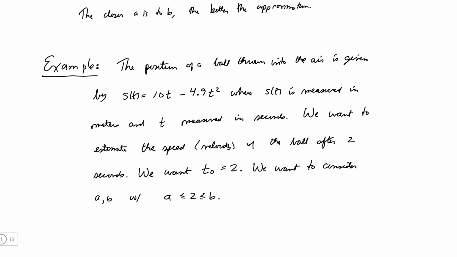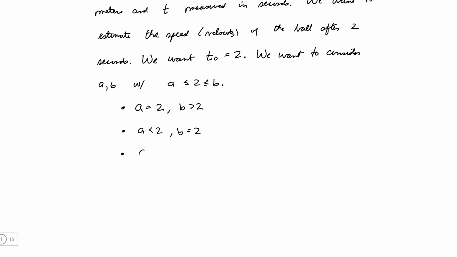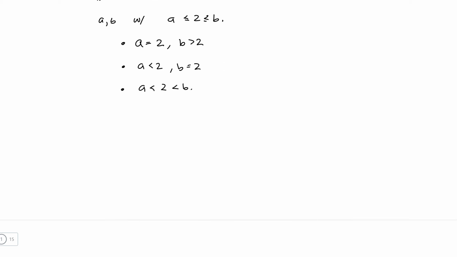There's a few ways you'll see this done. For one example, we could take a to actually be 2 and b to be bigger than 2. We could take a to be less than 2 and b to be equal to 2. Or we could take both sides, so a less than 2 less than b. Any of those ways works for an approximation. So let's go ahead and make some tables to get this estimate.